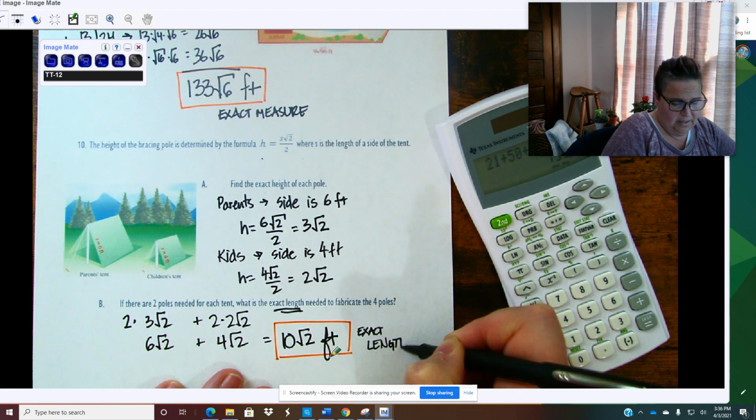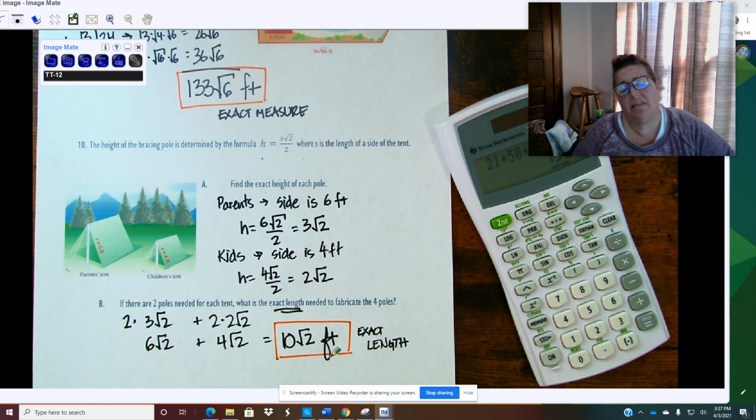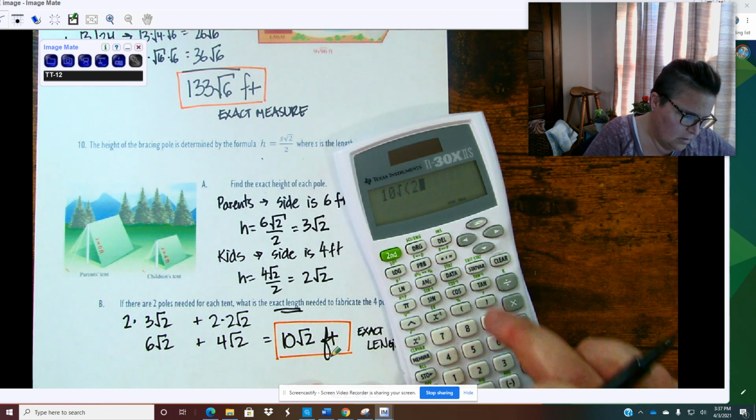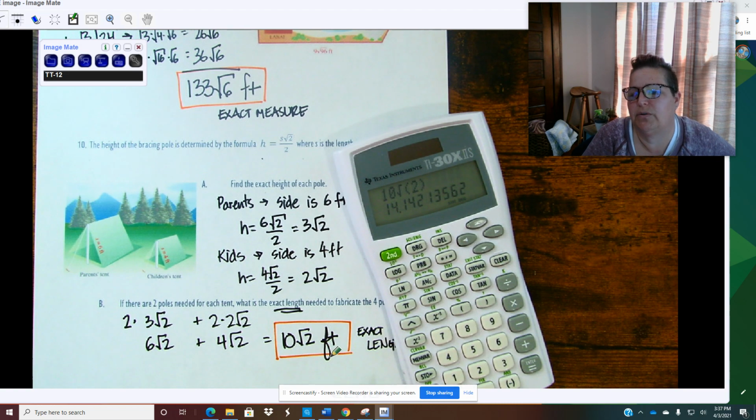Do people need exact length? Yeah, sometimes. Exact length is often used if you have different types of fabricators. Maybe one machine only needs to have it to 1/10 of an inch and another machine needs to have it down to 1 millimeter. So you might need to know it's 10 square roots of 2 rather than what is 10 square roots of 2? 10 square roots of 2 is 14.14213562.